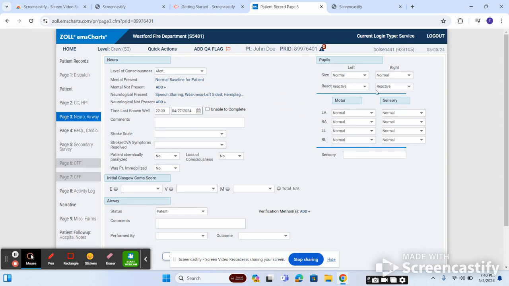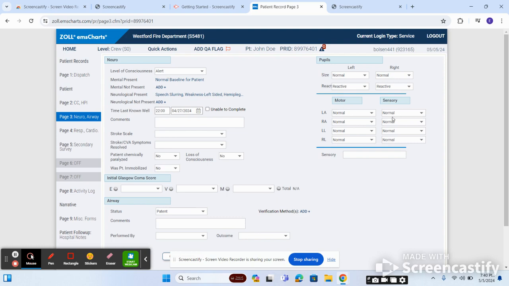So over here, these are baseline set to normal. We had these as almost, if you will, think of them as like factory defaults. For the majority of the patients that we encounter, this is pretty standard. Most of them have normal pupil sizes. Most of them are reactive. Most of them have normal motor and sensory function.